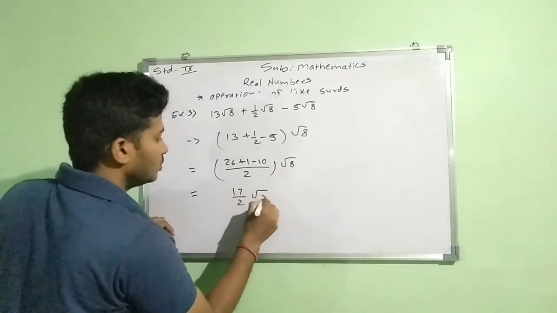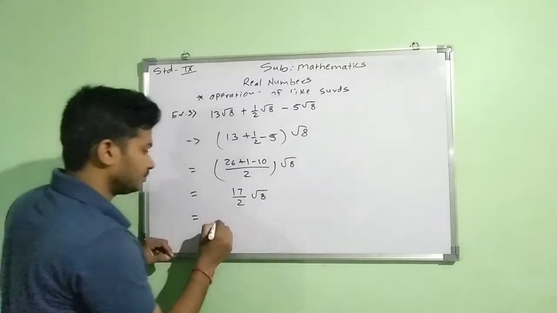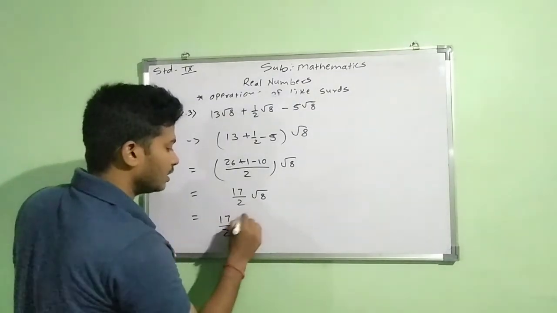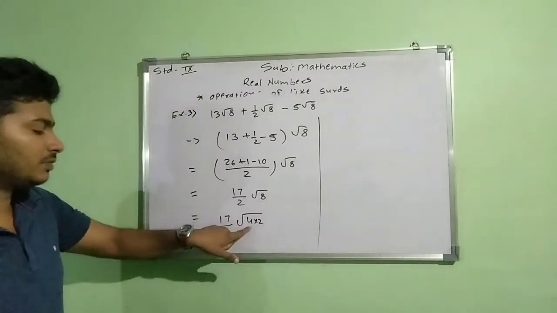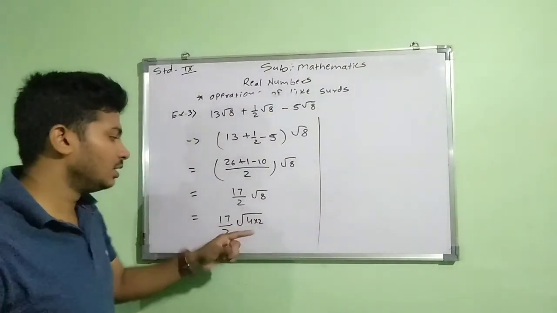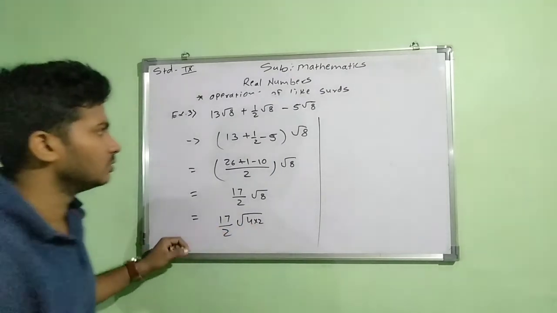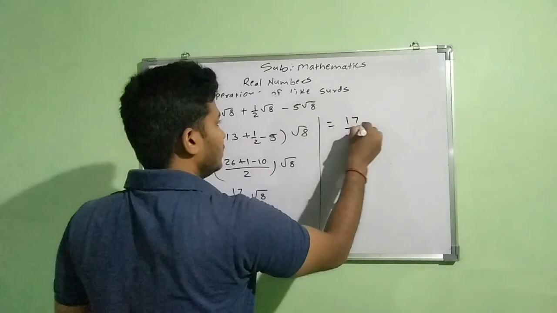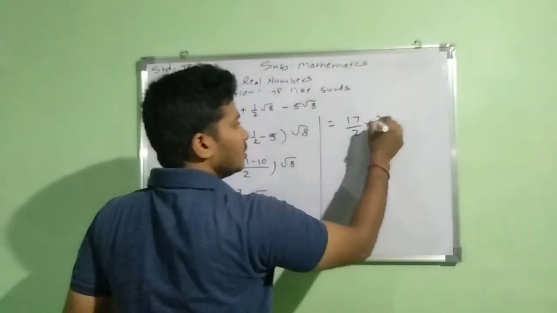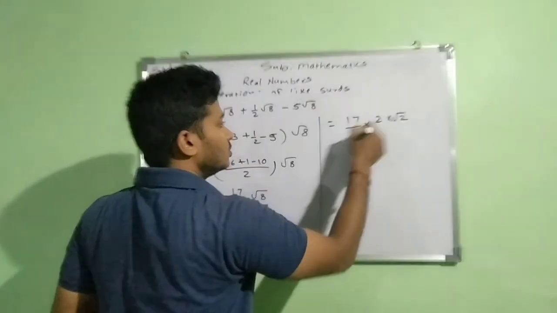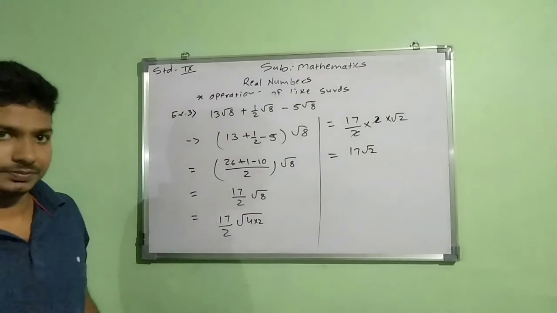2 into root 8. So that root 8 we can write as 4 into 2. Okay, because if we multiply 4 into 2, we will get 8. But that 4 is a perfect square, that means we can take it outside and it will become 2. So it is equal to 17 upon 2 multiplication root 2. So 2 gets cancelled and 17 root 2, that will be your answer.